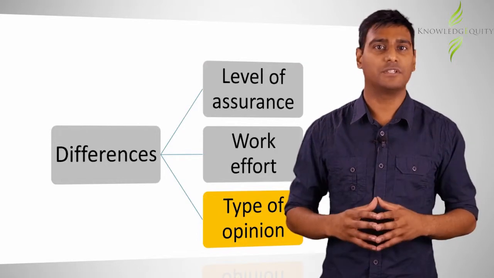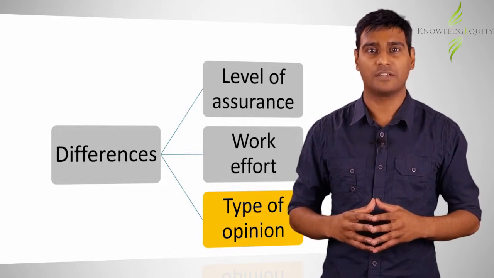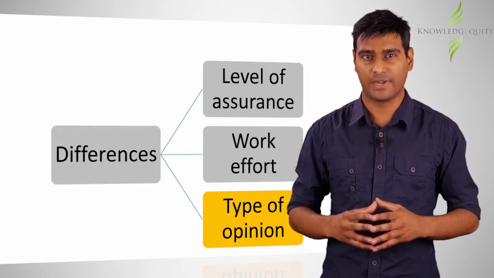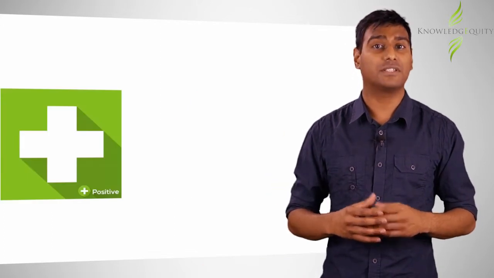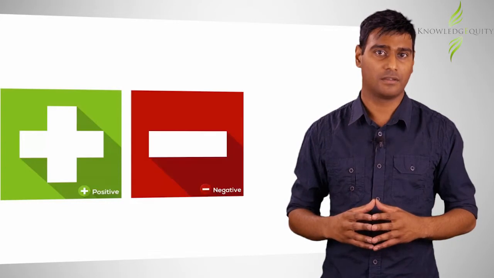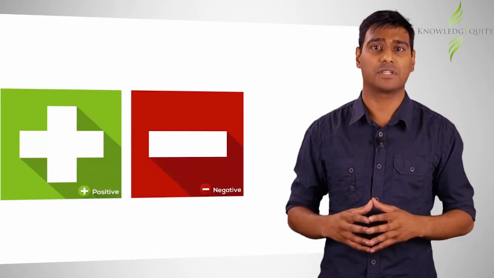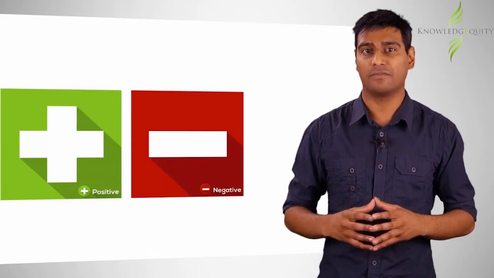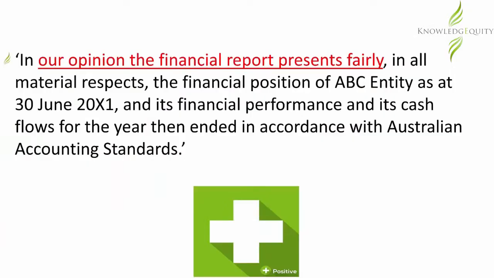The third major difference between a reasonable and limited assurance engagement is the type of opinion that is provided. In a reasonable assurance engagement, the practitioner expresses a positive form of opinion, while in a limited assurance engagement, the practitioner would express a negative opinion. For example, a positive audit opinion explicitly states that the financials are fairly presented. It states, "In our opinion, the financial report presents fairly the financial position of the entity as at the entity's financial year end."